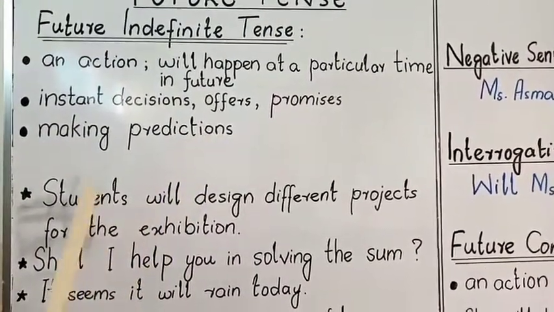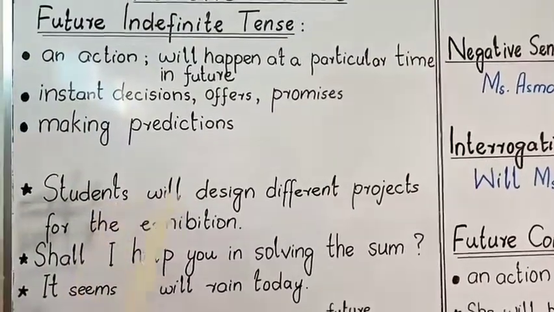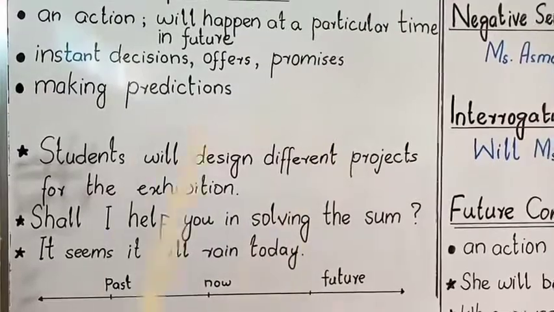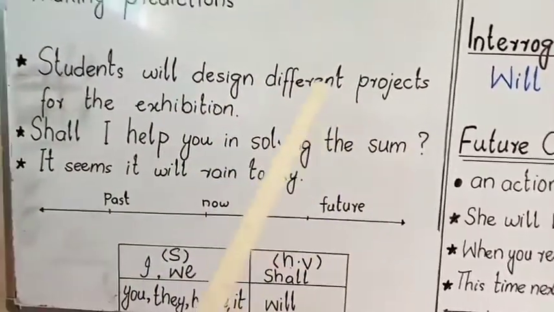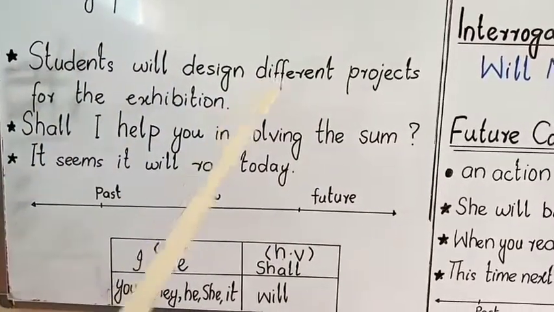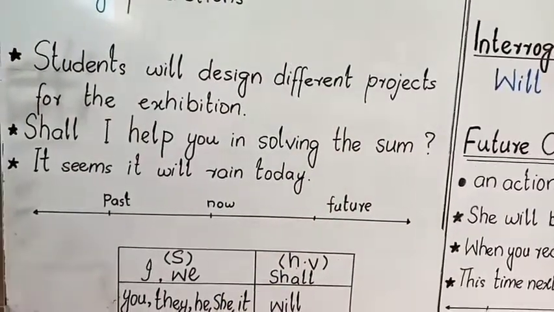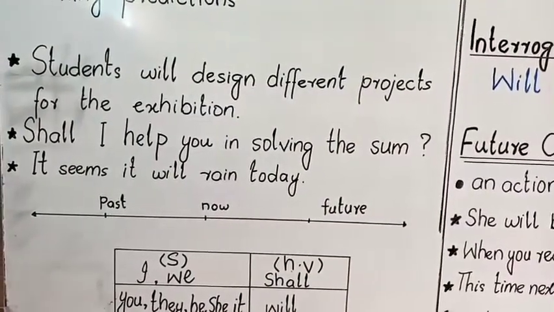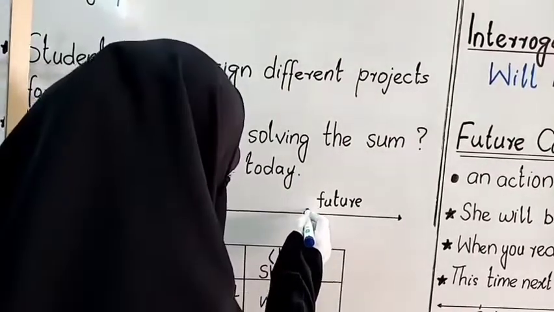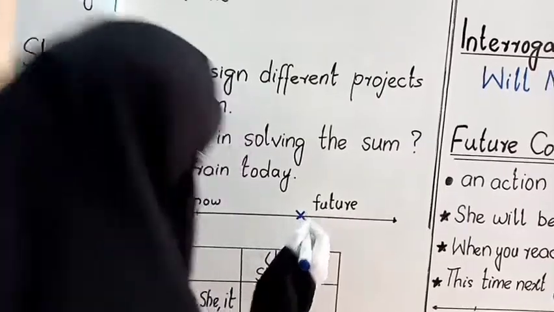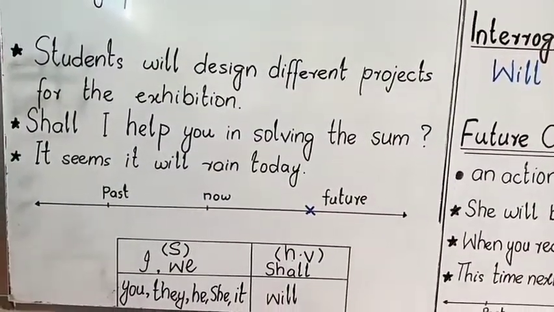Now let's discuss the examples for any future action. The example is, students will design different projects for the exhibition. So the exhibition will be held in future, and students will design different projects for the exhibition. So this is for a future action at a particular time. Suppose this time in future the exhibition will be held and students will design projects.